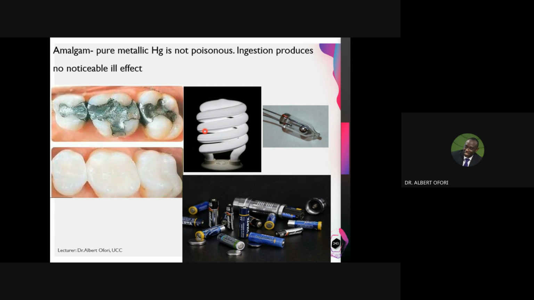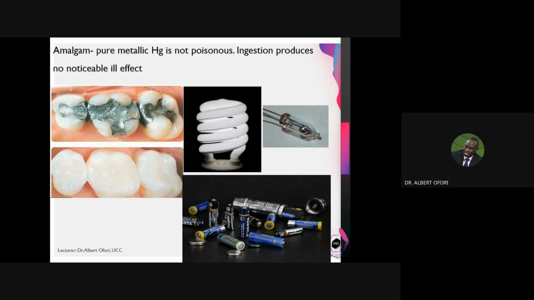But then later they said the mercury bulbs consume too much energy, so they replaced them with LED bulbs. But I think we still sell the mercury bulbs. They are still there in some shops, so we still use them.